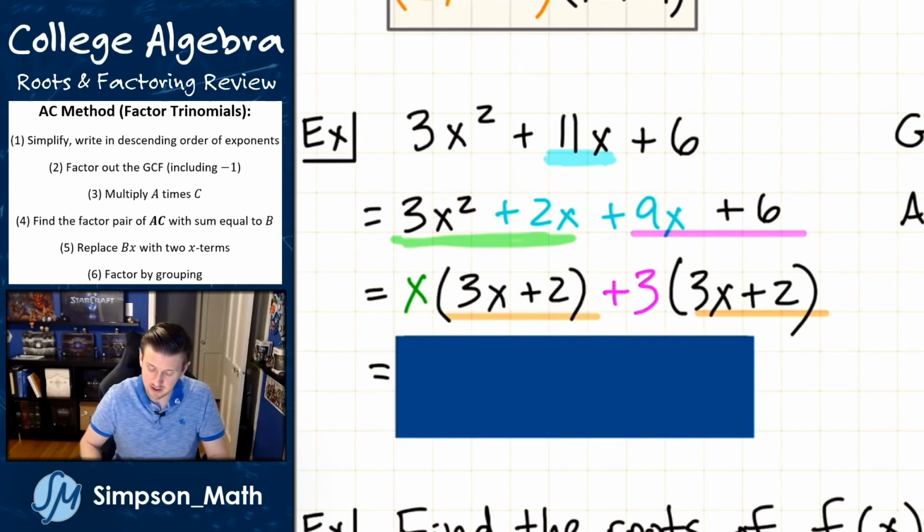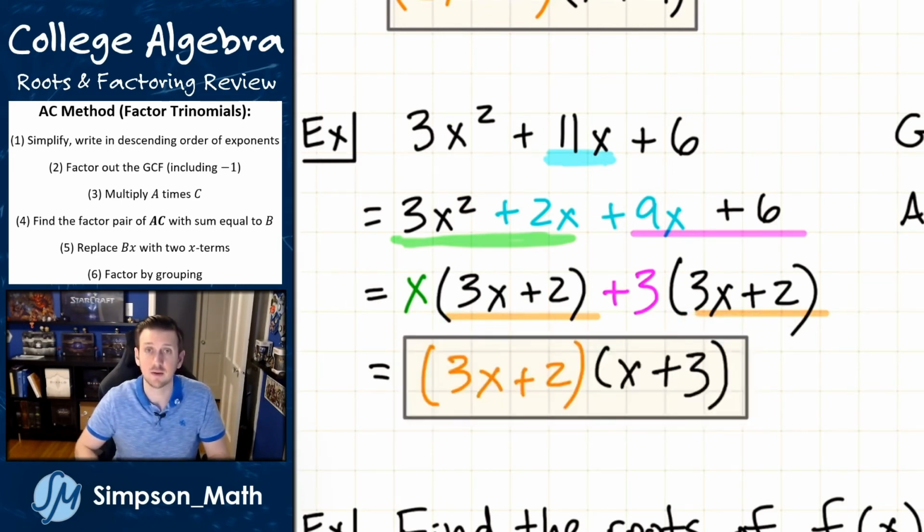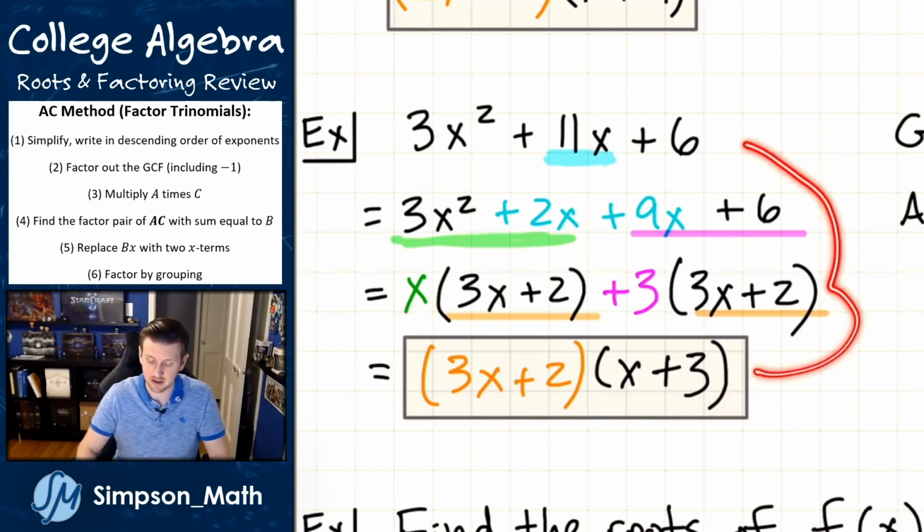All right, and then again, 3x plus 2 in both, so we can factor that out. We have a 3x plus 2 that we pull out, and the left-hand side is an x plus 3. And if you're ever needing to double check, just FOIL it back and you'll end up with that first line.